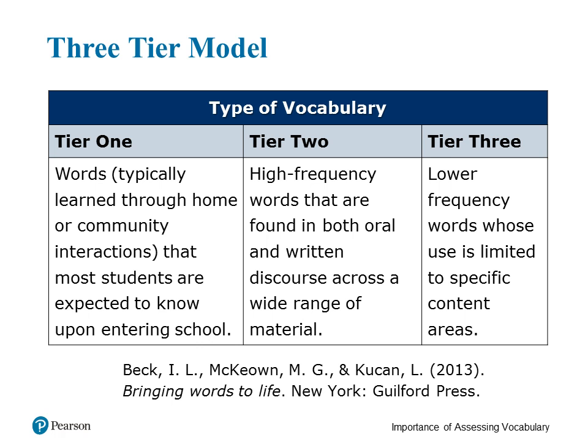So the first tier includes words that rarely require instructional attention and that most students are expected to know upon entering school. Tier 1 words are usually learned through home or community interactions. The second tier includes high-frequency words that are found in both oral and written discourse across a wide range of material, and these words are described as those that have a powerful impact on verbal functioning. And then the third tier contains lower-frequency words whose use is limited to specific content areas.